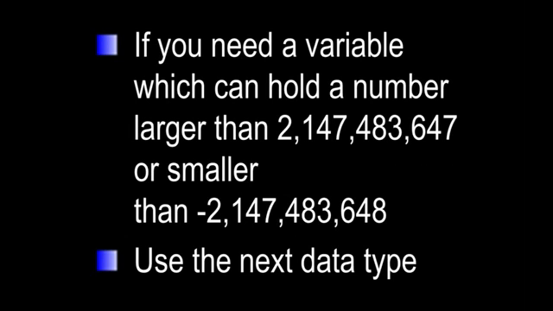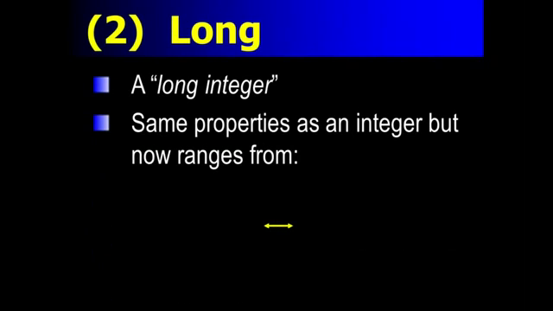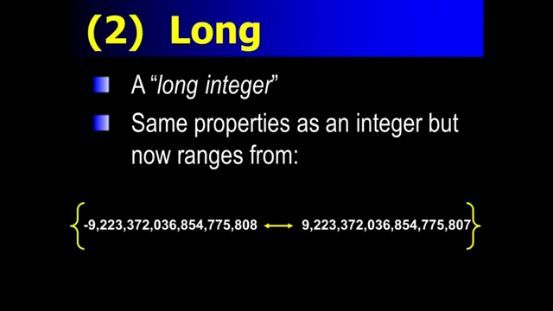I can do integer. But sometimes I need a bigger number than that. That's a pretty big number, 2 billion. But what if I was writing a program for McDonald's and keeping track of their customers? Might go over that, right? It might go over 2 billion. So do they provide something larger than that? Sure they do. It's called the long data type, which essentially just means long integer.